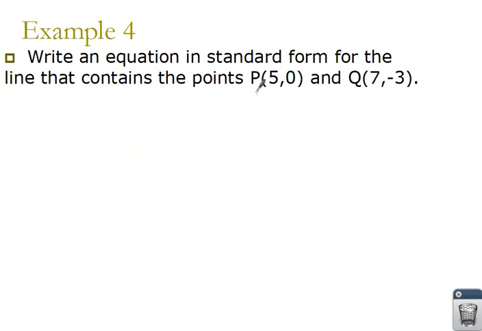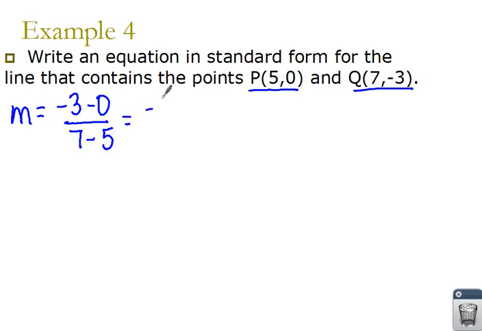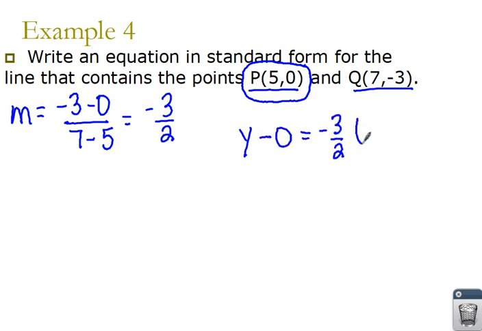Alright, standard form, 2 points. So, gotta find the slope first. So we do y2 minus y1 over x2 minus x1. Reduce. And then we start plugging it in. It's point slope form, so you get to pick which one you want to do. I see a 0. Zeros are easier to plug in, so we're going to use that. So y minus y1 equals slope, and then x minus x1.